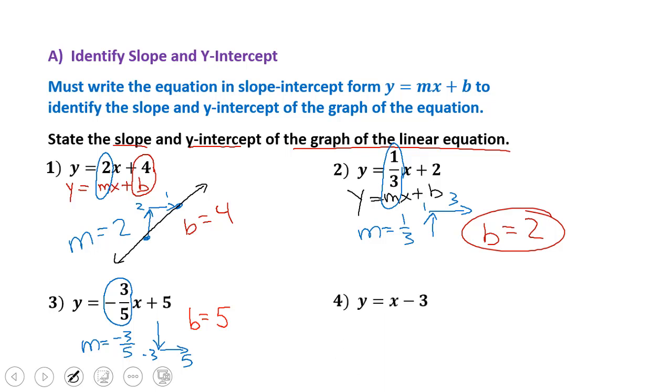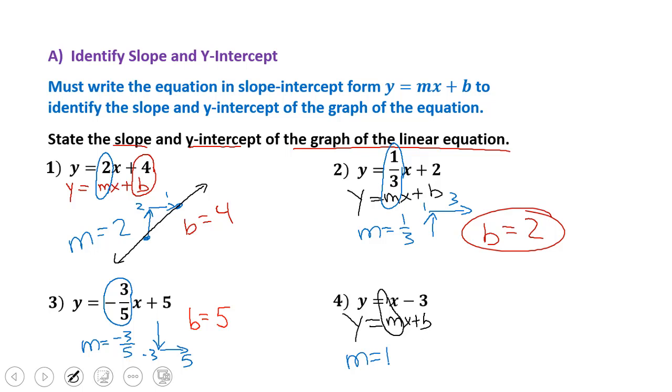Our next example, y equals x minus 3. Is that in slope-intercept form? Wow, do we see a coefficient of x? y equals mx plus b. Do we see a coefficient right here? That's right, we do. Well, technically we do. If you don't see it, what is it? That's right, it's 1. Just like if you don't see the run, it's equal to 1. Right here, our slope is 1 because the coefficient of x is 1.